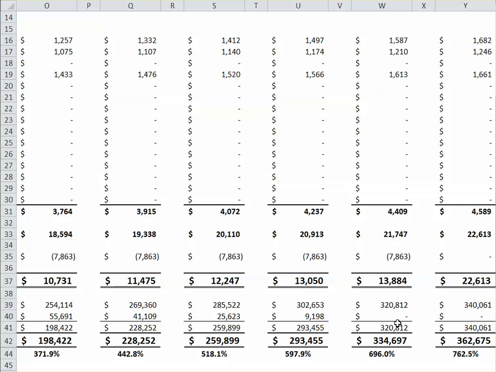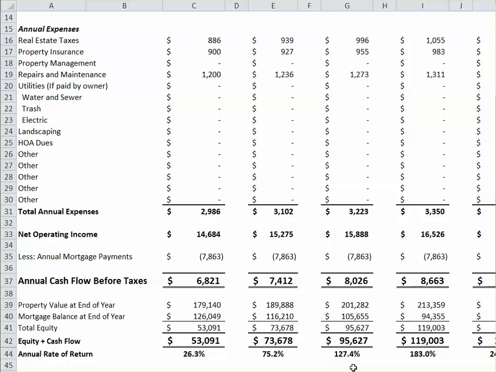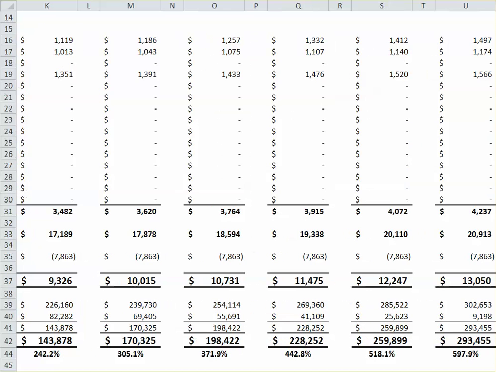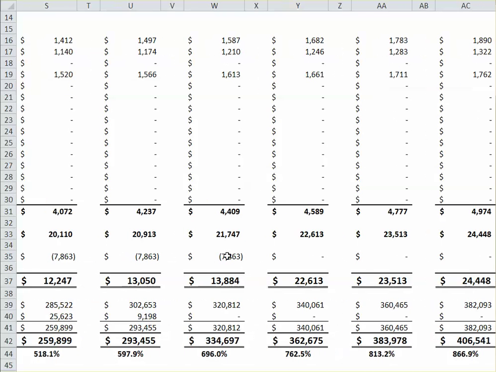So for example, in year 10, you had $9,000 in this line 40 right here, which I'll come over here and show you what line 40 is: the mortgage balance at the end of the year. Okay? And then remember, line 37 is the cash flow before taxes. You come over here, what you see is by the time you get to right here, just before year 11, between year 10 and year 11, you are going to pay off this property.